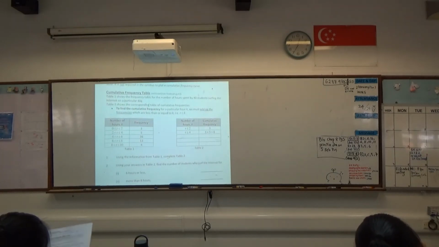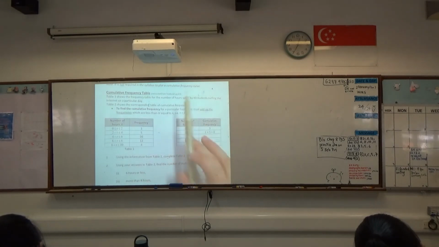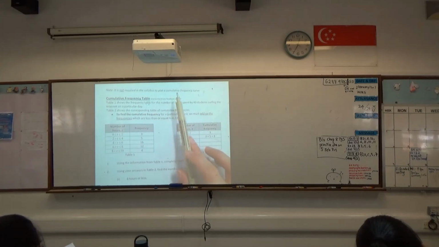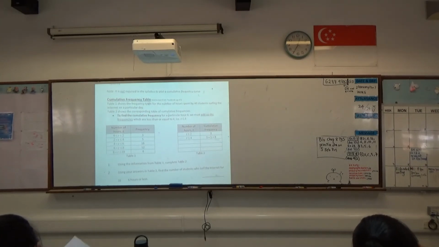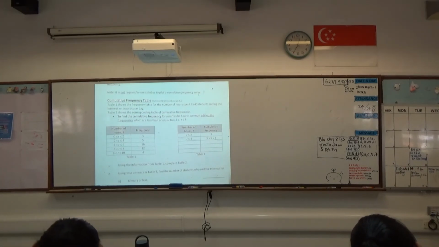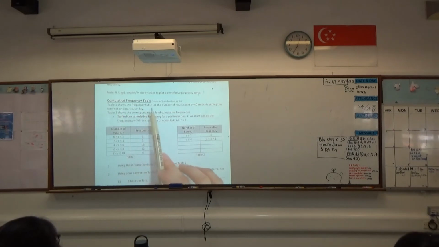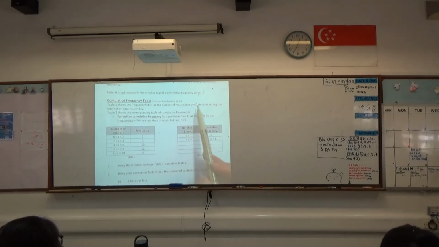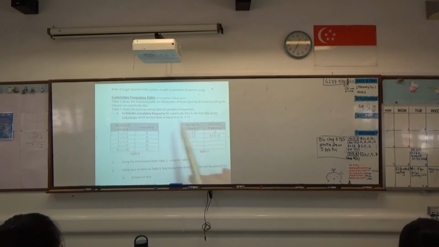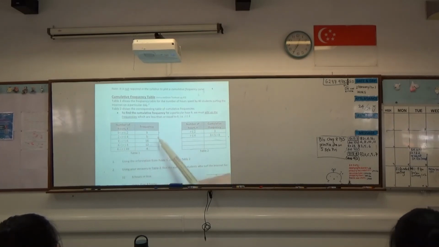Let's try to understand the cumulative frequency table that is needed for a cumulative frequency curve. Take note that you are not required to plot a cumulative frequency curve in your syllabus. So the graph will always be given to you. You don't usually have to draw it out. Table 1 shows the frequency table for the number of hours spent by 40 students surfing the internet on a particular day. So they went to do a survey and this is the results of it.